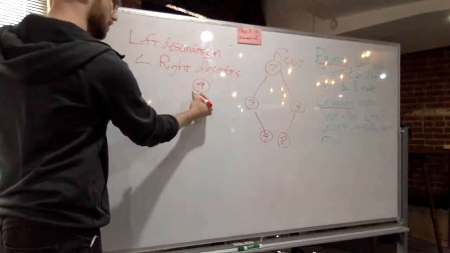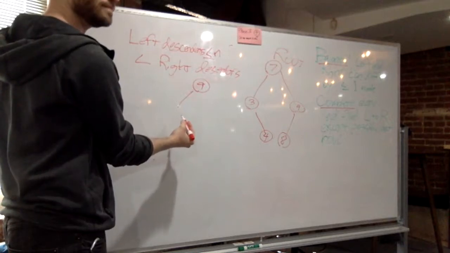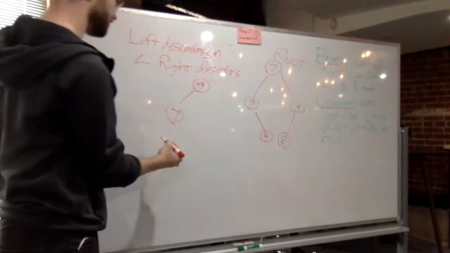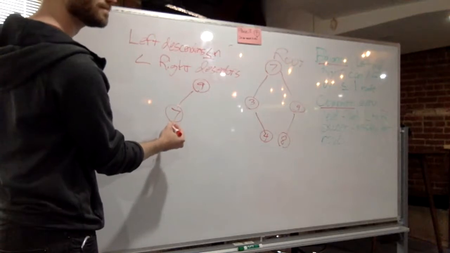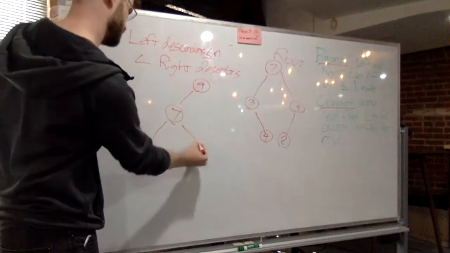I'm with you. What goes over here? And then let's do 7. Okay, 7 goes over here. And then we can do 4. Then we can do 3 and 9. Where do they go? So 3 is going to be on the left, and 9 on the right.